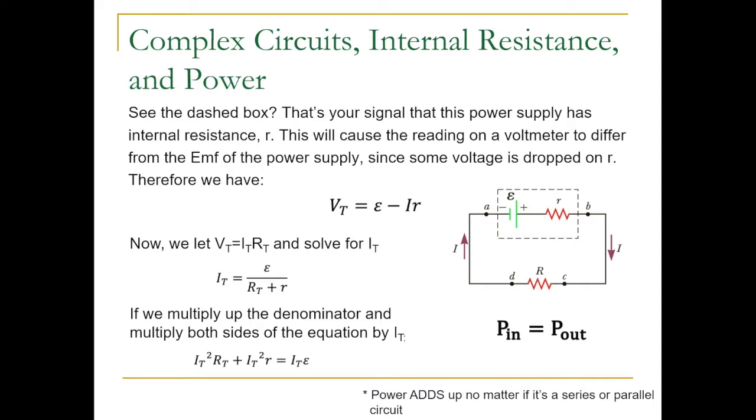voltmeter to this battery across terminal A and B, what we would read is not going to be this ideal EMF. It's going to be the result of whatever we had in the EMF subtract whatever voltage is dropped on the internal resistor. And so the equation of VT is equal to epsilon minus Ir is exactly what that's trying to represent, is that the actual reading on a voltmeter is going to be whatever the ideal voltage is for that power supply, subtract whatever voltage is dropped on that internal resistor.